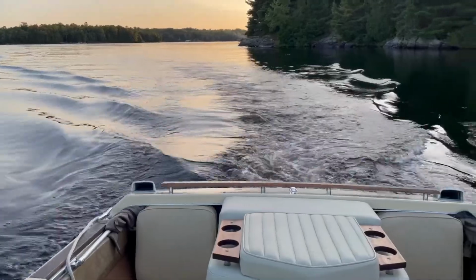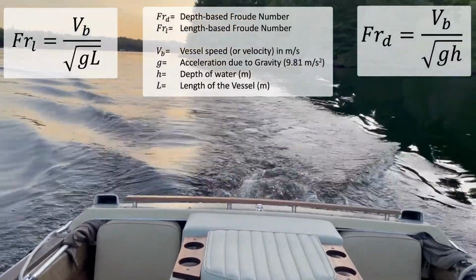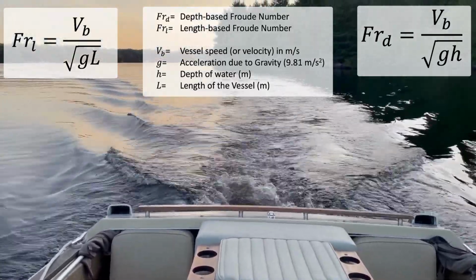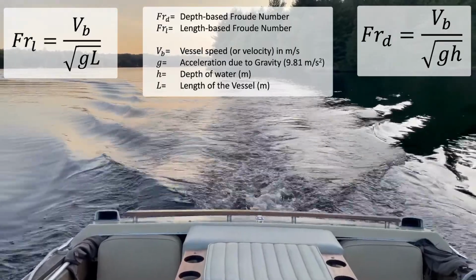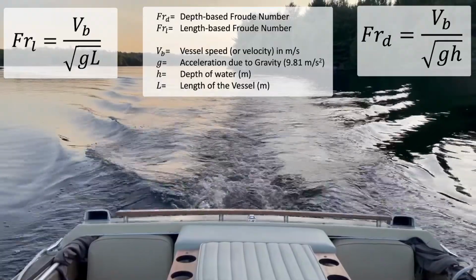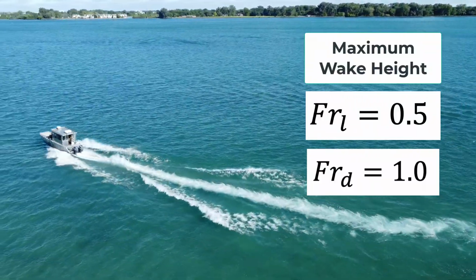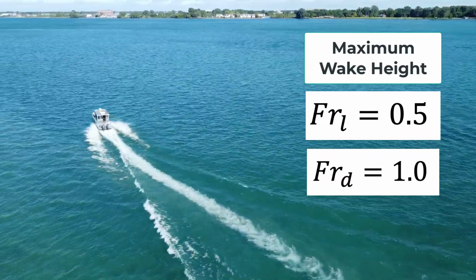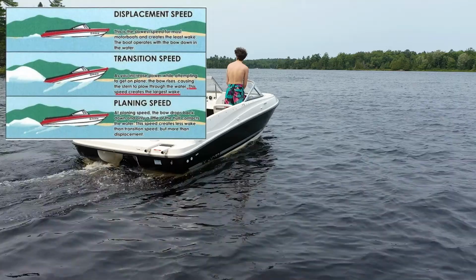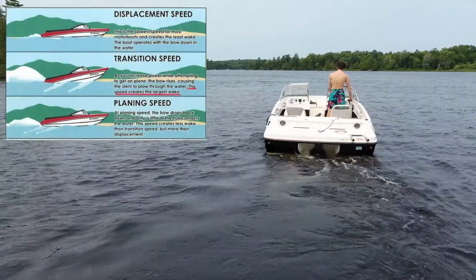Whether a cargo ship or a recreational boat, the size of the wave depends on the ratio of the vessel speed to the water depth and the ship length. This ratio is called the Froude number. The wake height is at a maximum when the depth-based Froude number approaches 1 and when the length-based Froude number approaches 0.5. The wake size for recreational boats also varies with the vessel speed.